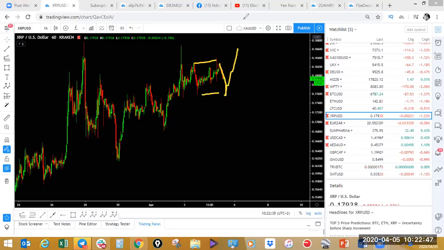This move here, let's use a different color. This is a 3-wave structure. So we would have started here with the move right at the top here. That's that, move down here, and continuation to the upside.